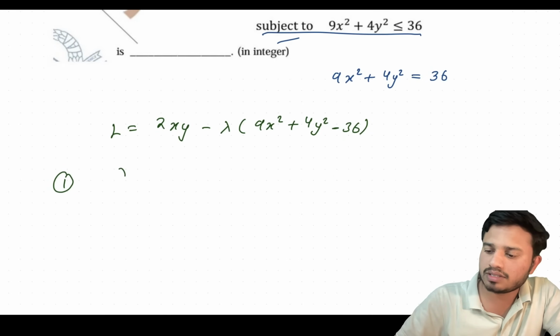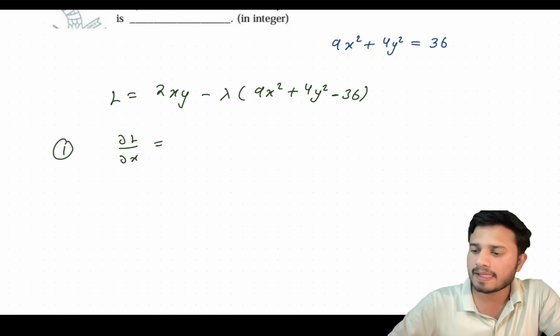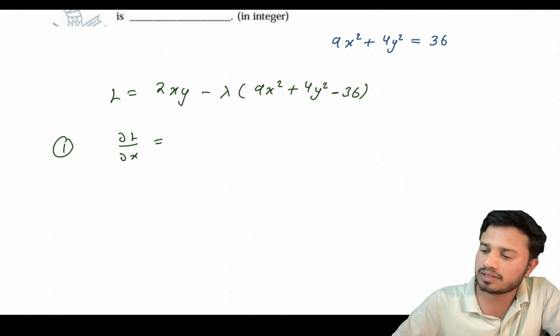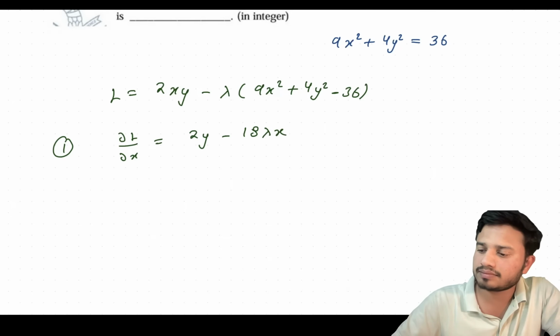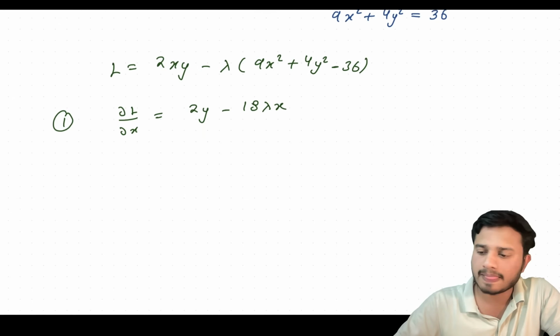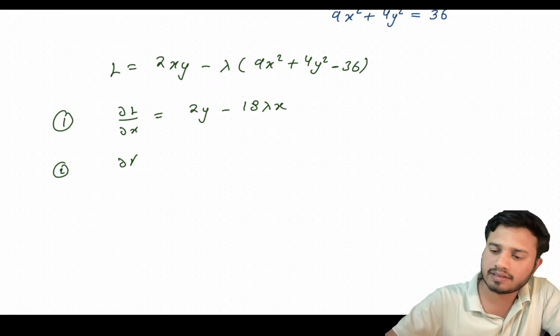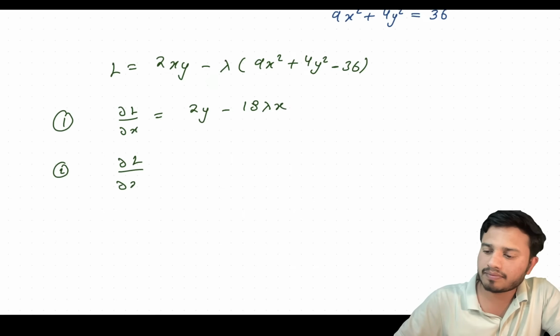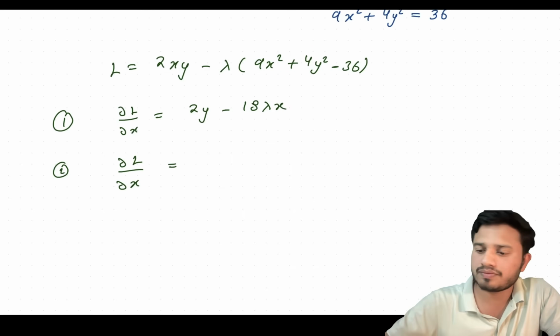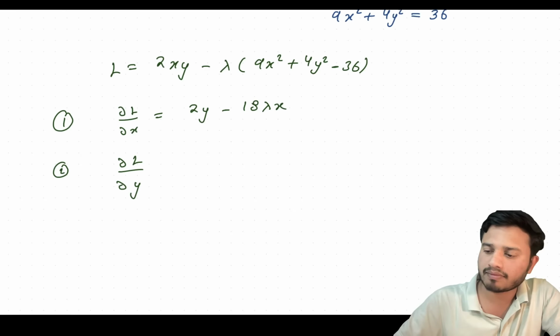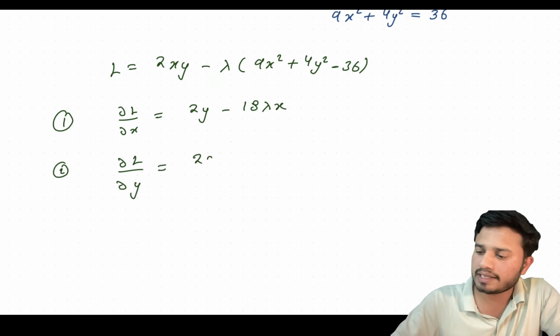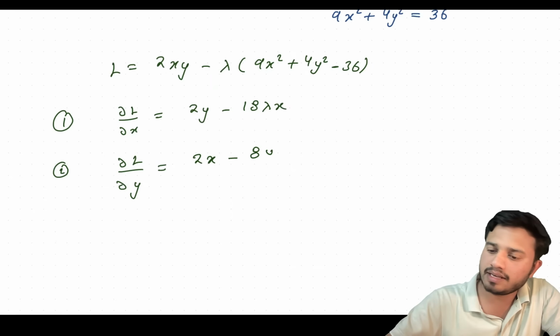First thing you have to do is, you do this, get y minus lambda x, then find del y, the derivative with respect to y, get 2x minus the y.